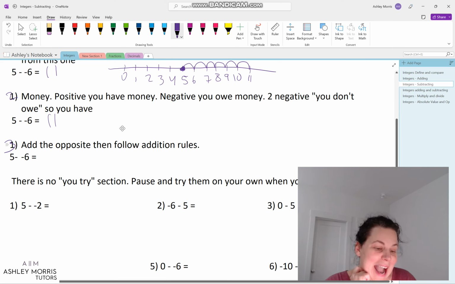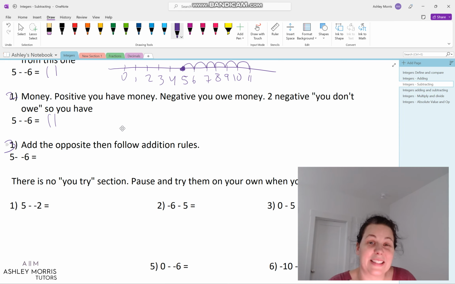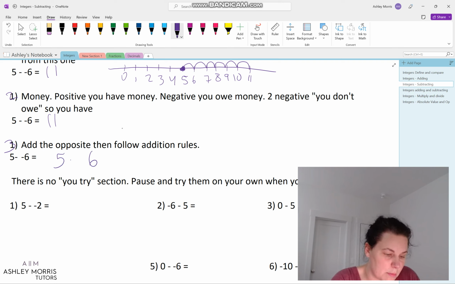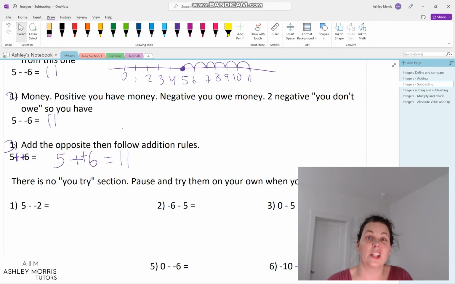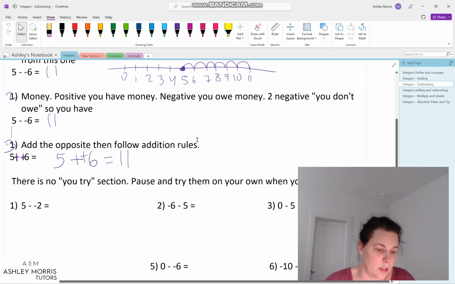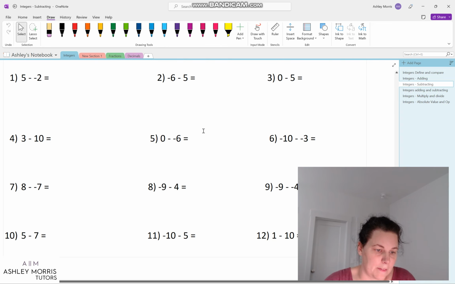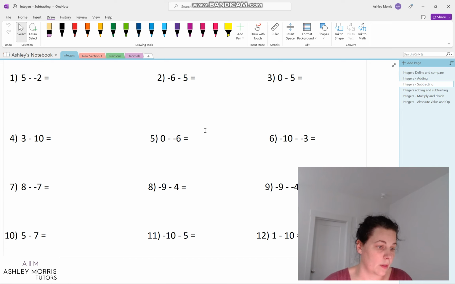Number 3 would be add the opposite. This is probably the most common, if I had to guess, from all my experience talking to other people. So instead of having two negatives, you would add the opposite. So we're going to change this to a plus sign and change this to a plus sign. And then just follow your addition rules. So it's a good little reminder of addition. All right, now it's your turn. So pause when you're ready or go back and rewind, all that fun stuff.